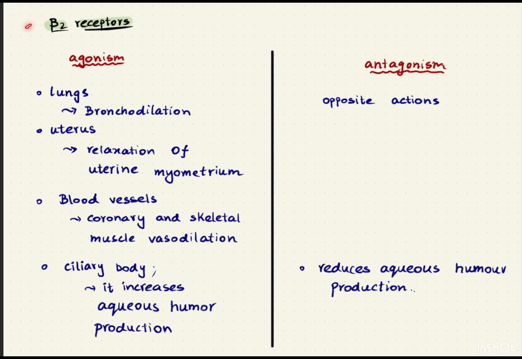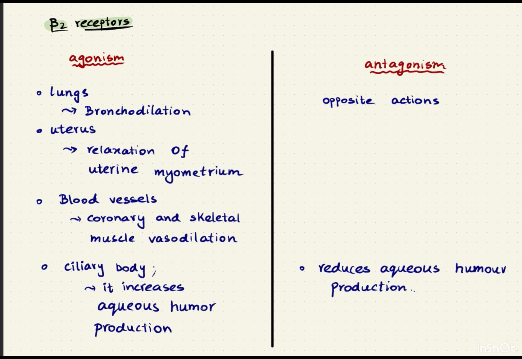Now, let us learn about beta 2 receptors. As we saw earlier, beta 2 receptors are present in the lungs. We have two lungs, and therefore beta 2 receptors are present on the lungs. In fact, beta 2 receptors are present in smooth muscles throughout the body, and stimulation of these beta 2 receptors produces relaxation of the smooth muscles.